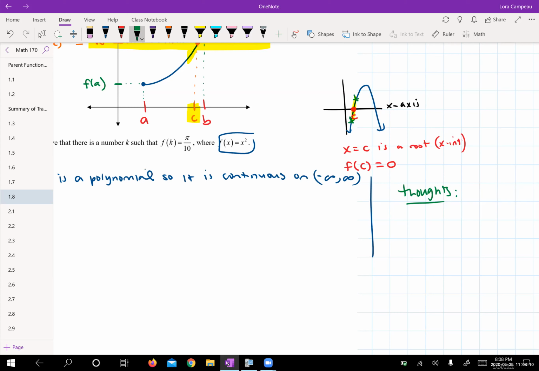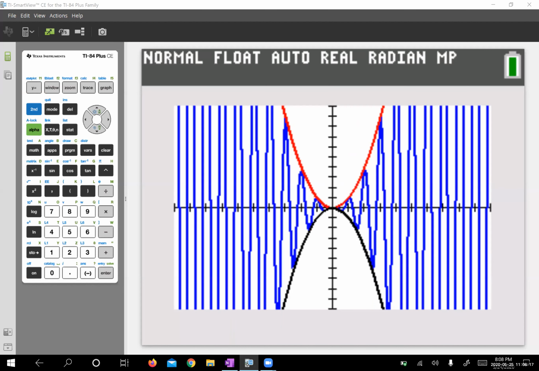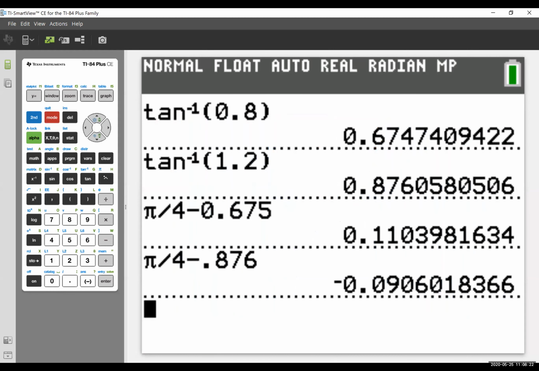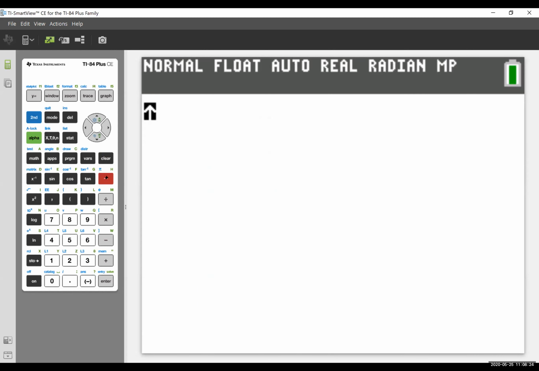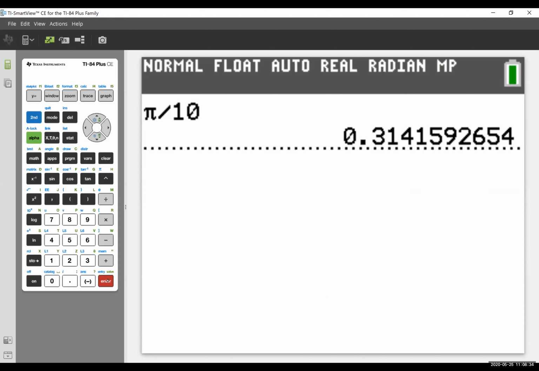What's pi over 10? If I type this in on my TI, I don't know it off the top of my head. Do you? Maybe you do. But I'll type it in, pi divided by 10, just so I can have an idea of what I'm looking at. I'm not graphing this, I am calculating it. It looks like the number pi, it's just divided by 10. Aha. I should have known that. I shouldn't have needed a calculator.